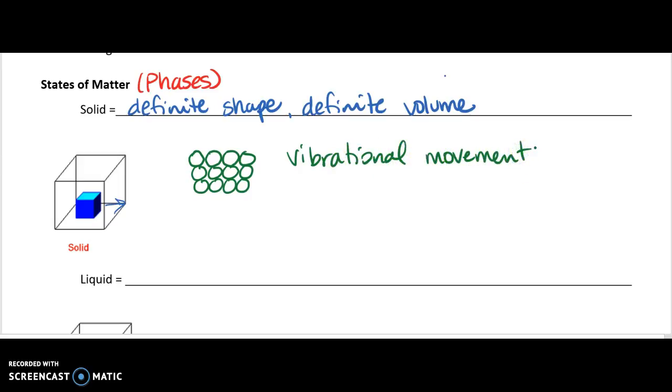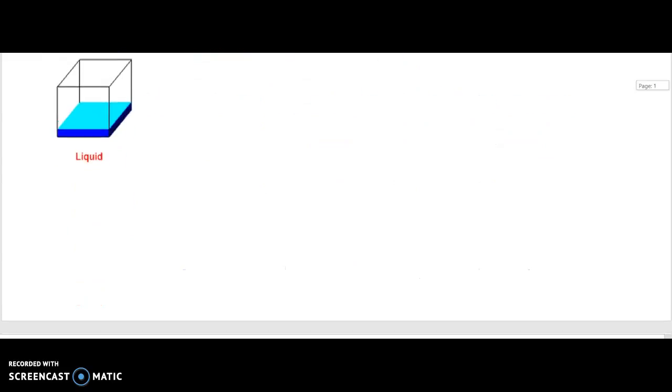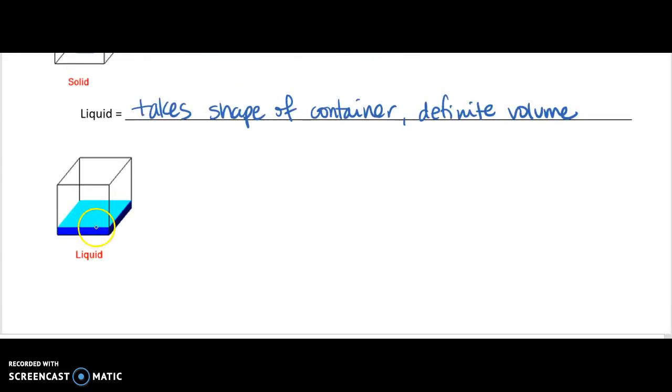Okay, so a liquid, on the other hand, takes the shape of its container. It does, though, still have definite volume. So the volume doesn't change, but the shape of that volume will. For example, you've got your liquid right here in the bottom of this cube, and it's going to be the shape of whatever the cube is. If I tip the cube kind of on its side, you're going to see a different shape of that water, but it'll be the same volume.